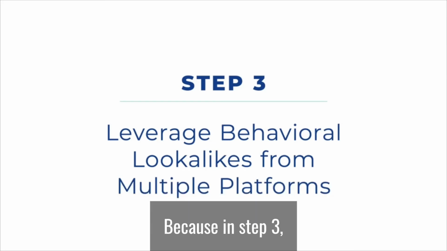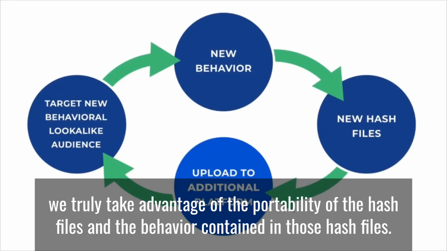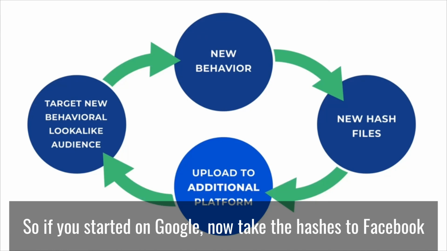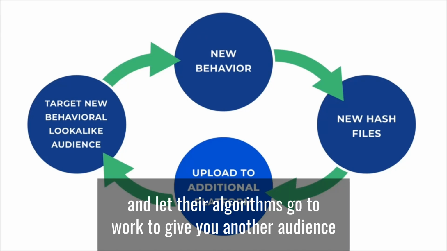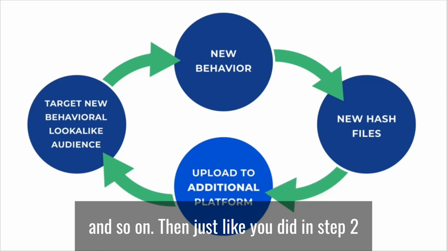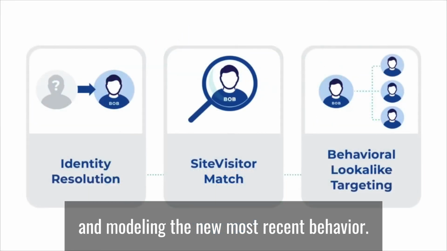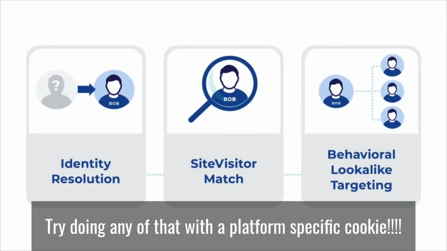Because in step 3, we truly take advantage of the portability of the hash files and the behavior contained in those hash files. We upload them to other platforms and ask them for a behavioral lookalike using their data. So if you started on Google, now take the hashes to Facebook and let their algorithms go to work to give you another audience, and so on. Then just like you did in step 2, continue uploading new hash files and modeling the new, most recent behavior. Try doing any of that with a platform-specific cookie.